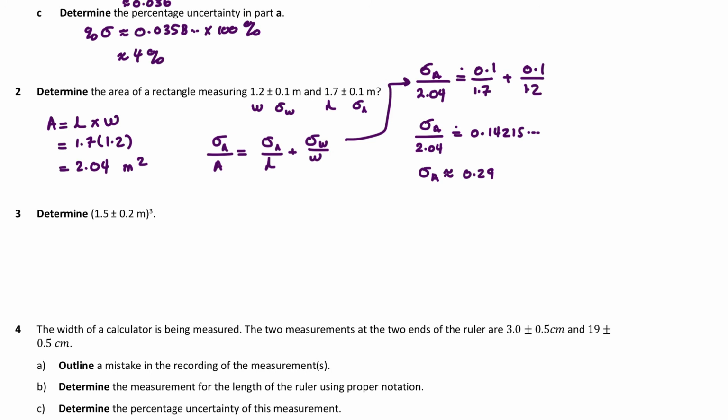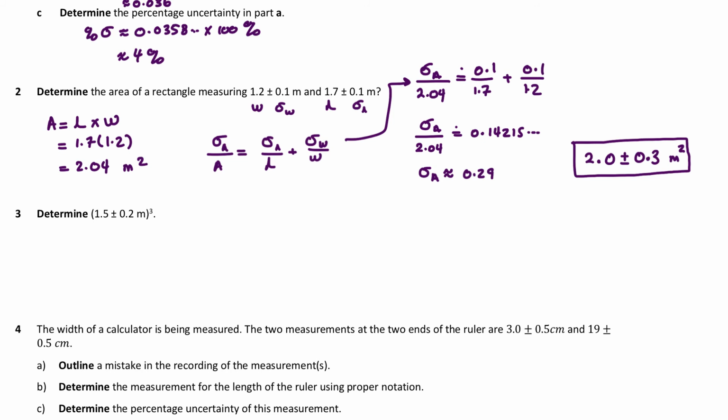Now, in order to write the proper measurement of my area, I will have to first of all round this down to one significant figure, giving me 0.3. And then I would have to change the number of decimal places for this so it matches that. So my uncertainty, therefore, is going to be 0.3. Unit is meters squared. And my 2.04 is going to be rounded to 2.0 in order to have the same number of decimal places as my uncertainty. And that is my value there.